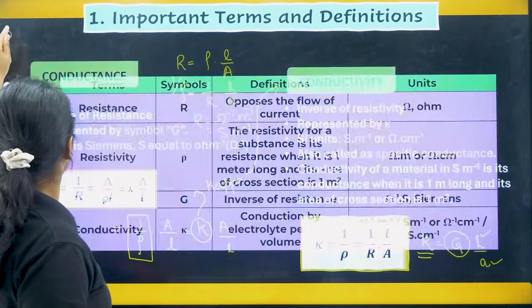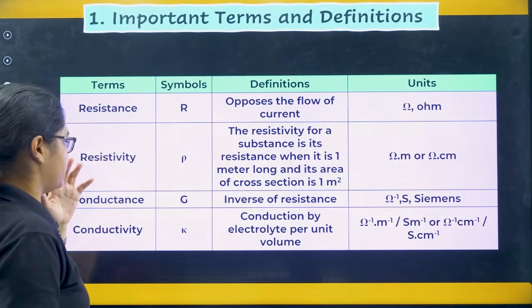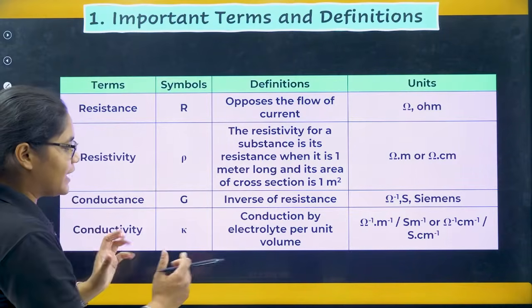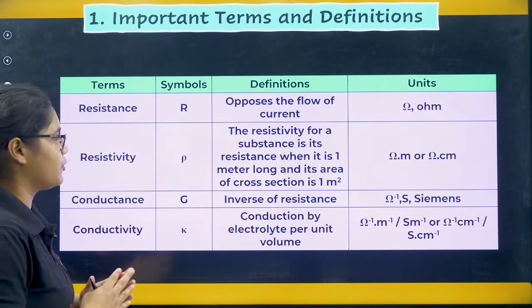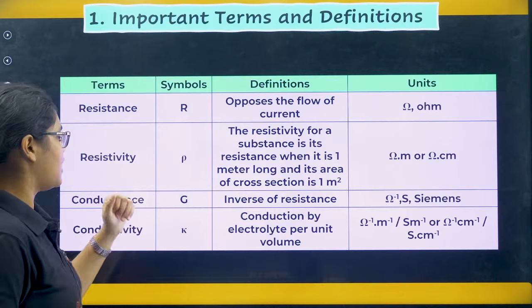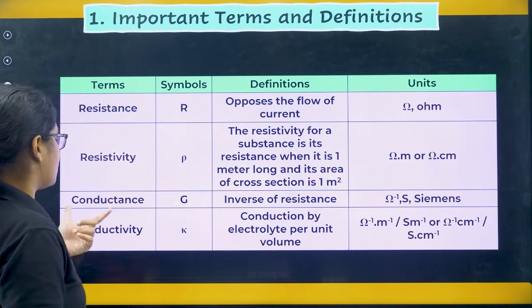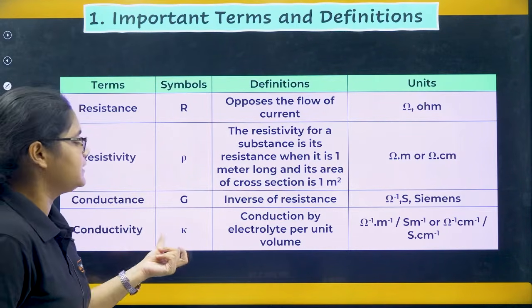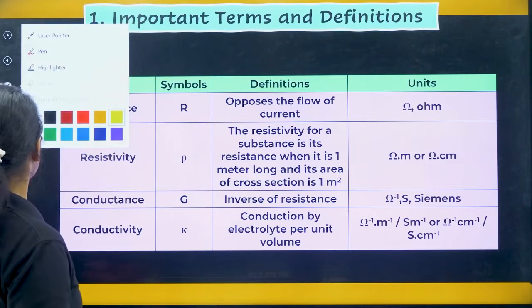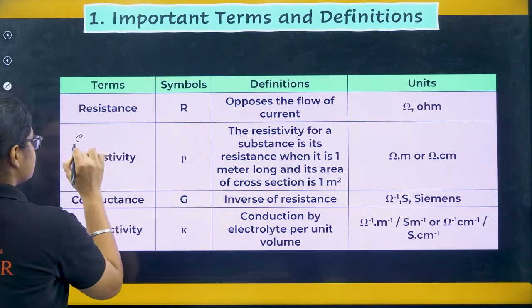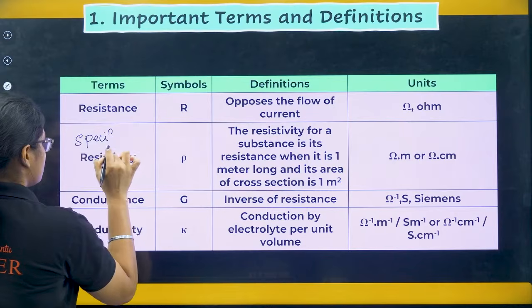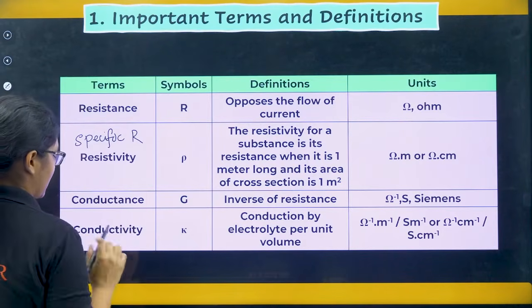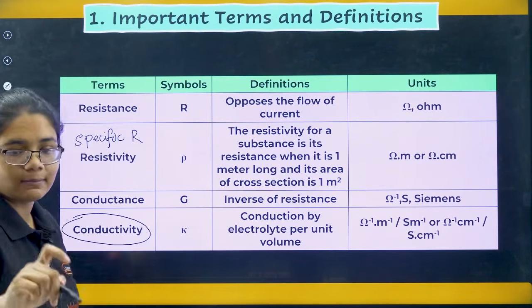Now let us move to the next term that you should be knowing. So I have just summarized these first 4 terms so that you don't get confused. Resistance is R, resistivity is rho, conductance is G, and conductivity is kappa. And you should remember here, resistivity is also called specific resistance, and conductivity is also called specific conductance.